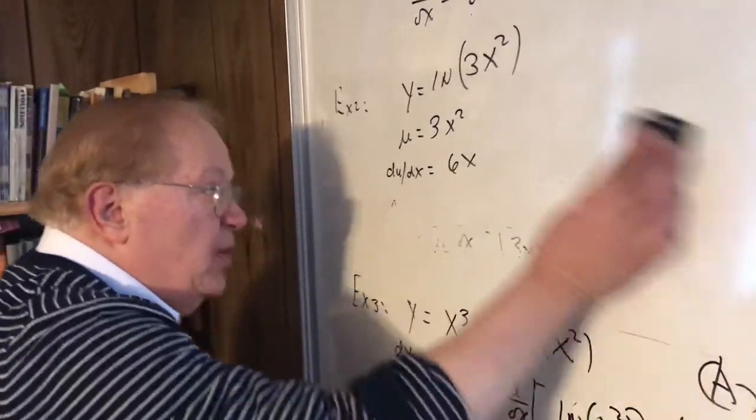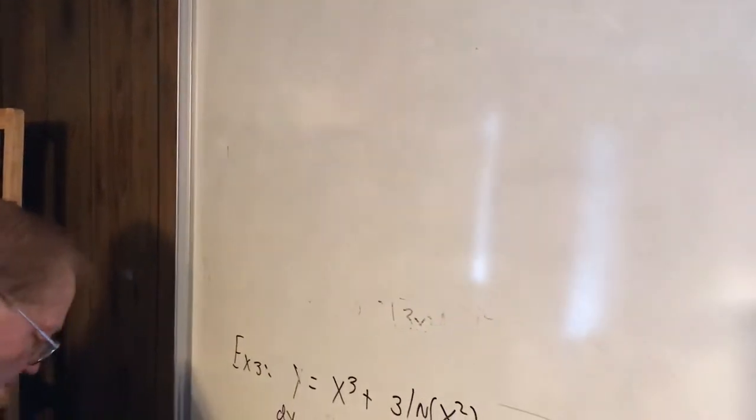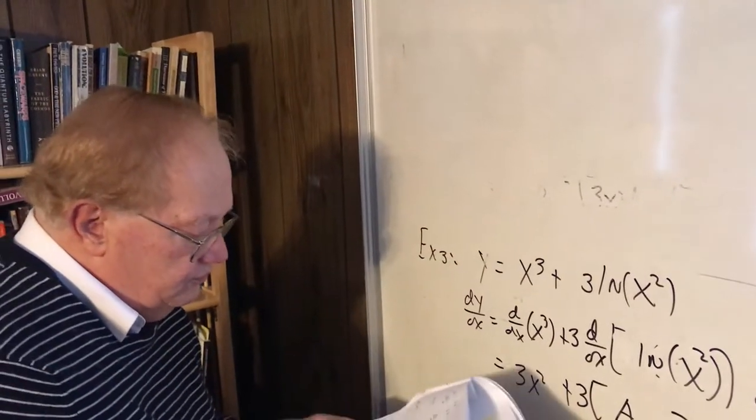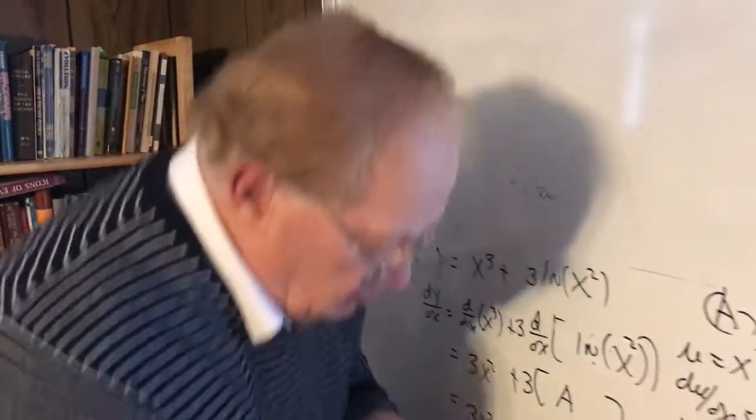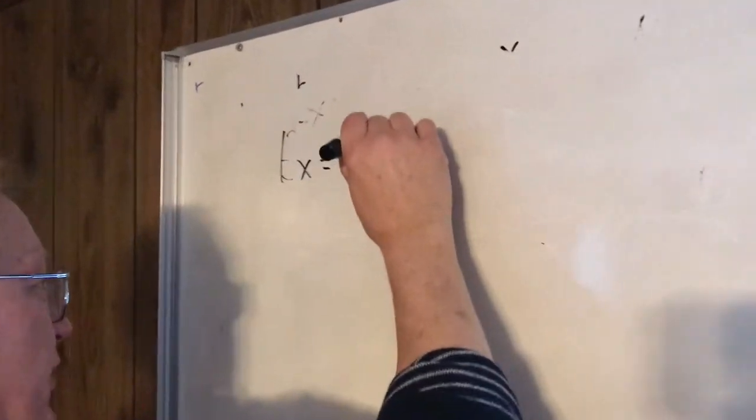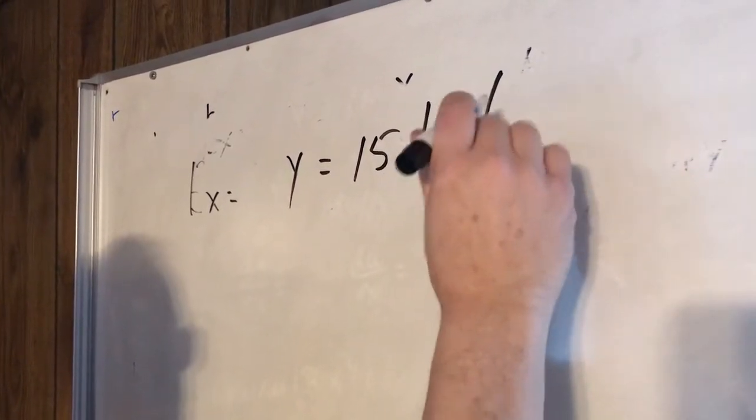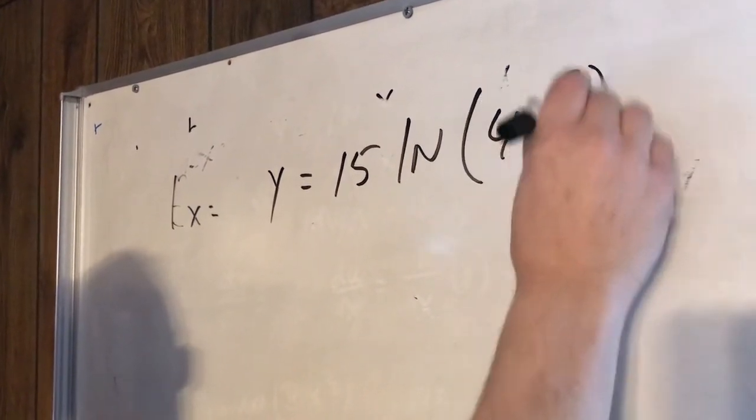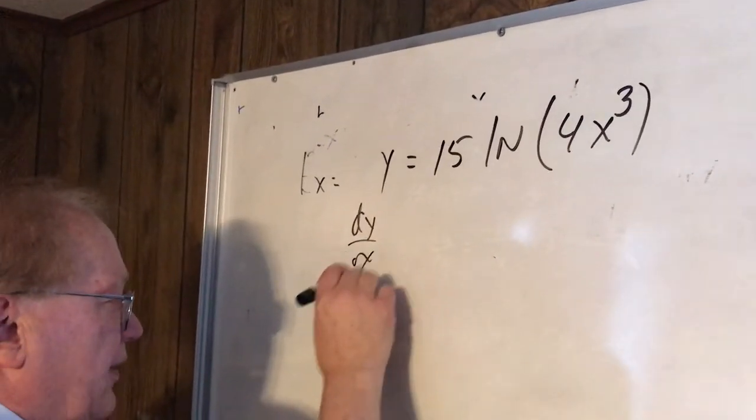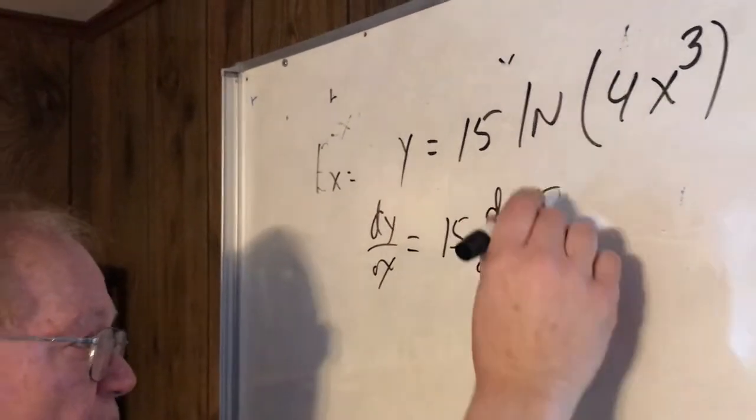So let's see if we can do another one like this with a constant in front. And let's say we take another example, and just to show you how to do this, let's say y equals 15 times the log of 4x cubed. Well, I want to take the derivative of y with respect to x. I'm going to take the 15 outside and just work on the log.